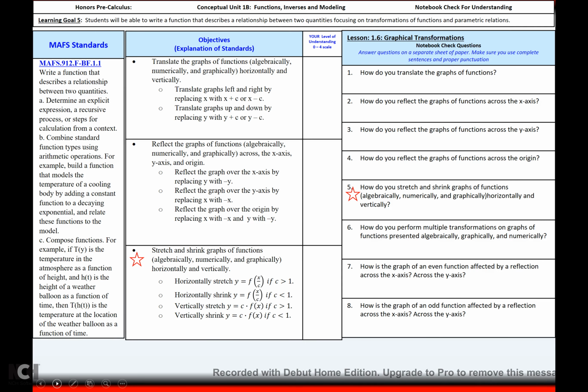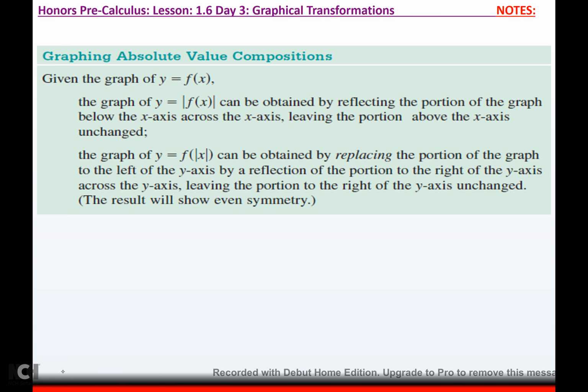Alright, so how do you stretch and shrink the graphs of multiplication? These are your rules. Okay? Alright, so graphing the absolute value compositions. It says, given the graph of y equals f(x), the graph of the absolute value of the function can be obtained by reflecting the portion of the graph below the x-axis across the x-axis, leaving the portion above the x-axis unchanged.